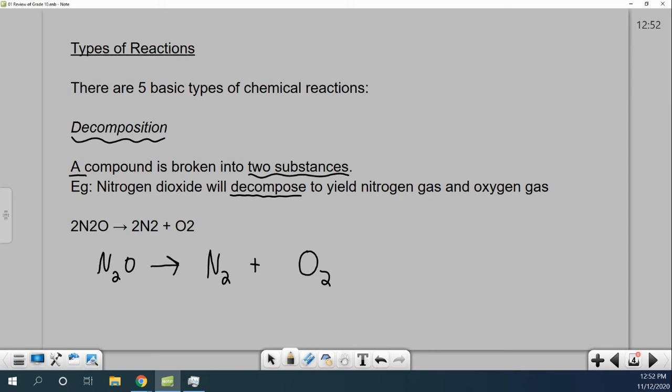And then I could balance it. 2 N's and 2 N's, that's good. 2 O's on this side means I would need 2 O's here. Oh, I just increased my N's to 4, so I need 4 N's as well.